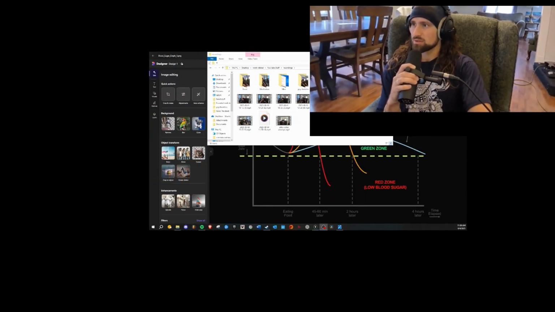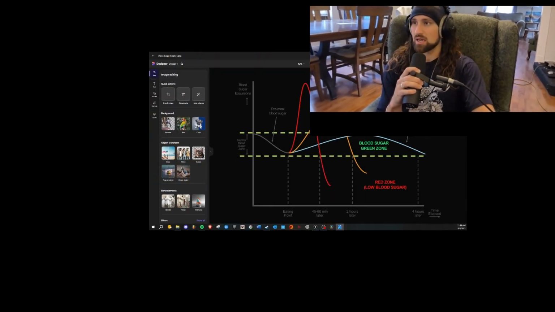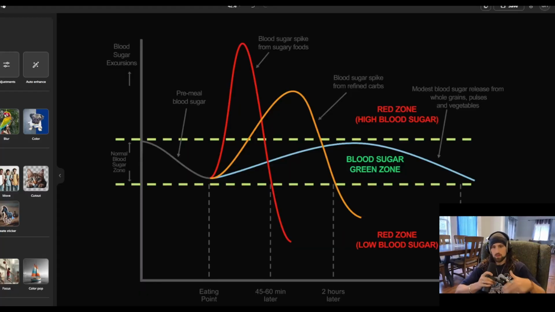But okay, we're going to manage blood sugar, so I'll break this down. The blood sugar is this one little unit. Okay, I need to share my screen here so you can see this. Okay, so this graph will make sense.